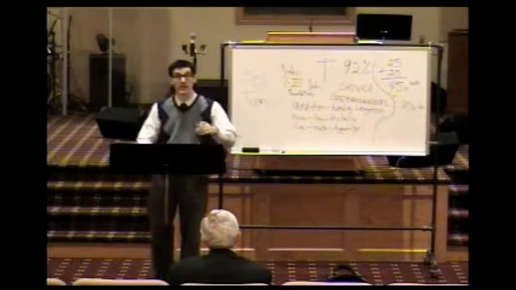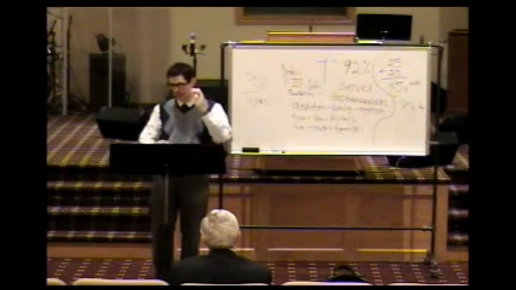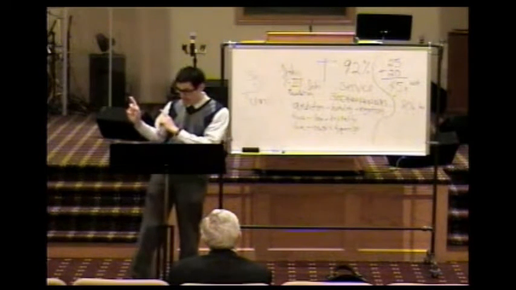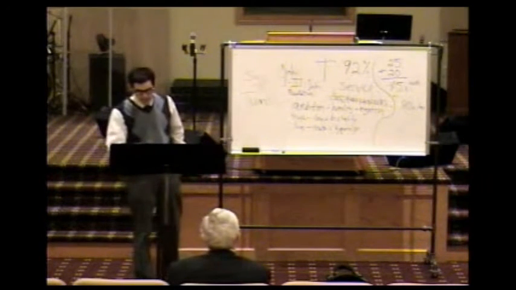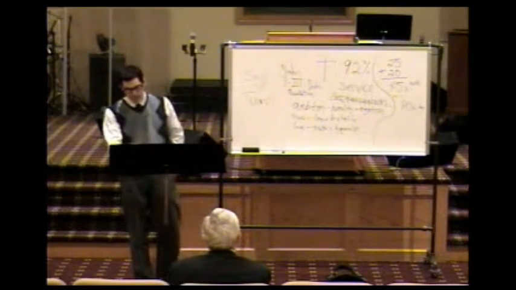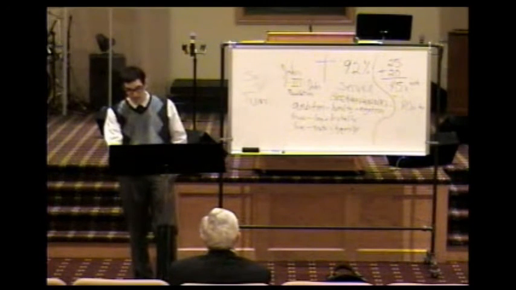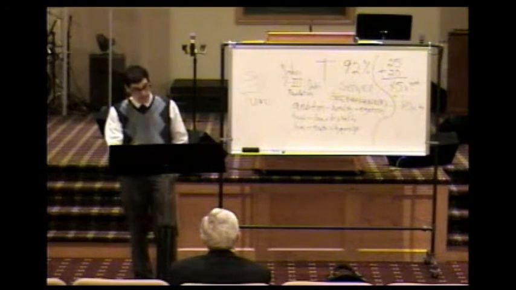I want to hit the highlights just very quickly and take a look at the highlight reel for John. John was called by Jesus. He was part of his inner circle. He was nicknamed the Son of Thunder. He and James wanted to call down fire from heaven. He and James wanted places of power. He and James wanted a lot.